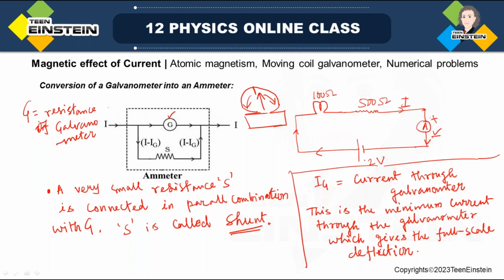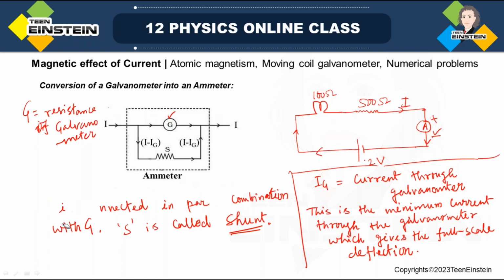So Ig, that is the galvanometer current passing through the galvanometer, is the minimum current through the galvanometer which can give full scale deflection. Okay, these are a few things. One more point I would like to say about this circuit. So I'll just erase this part to derive the numerical part.